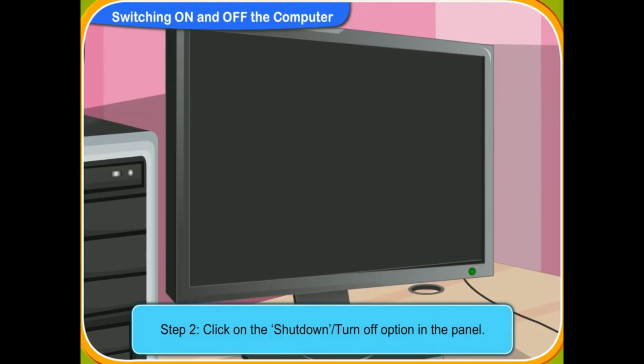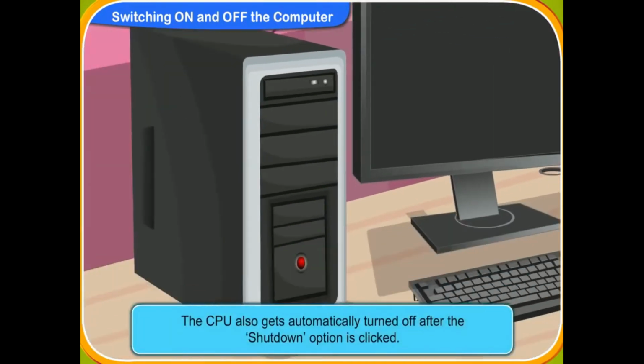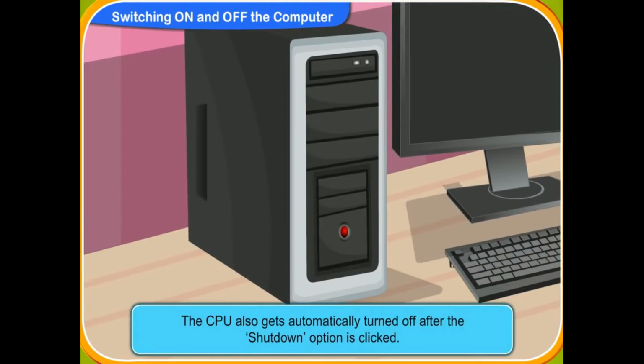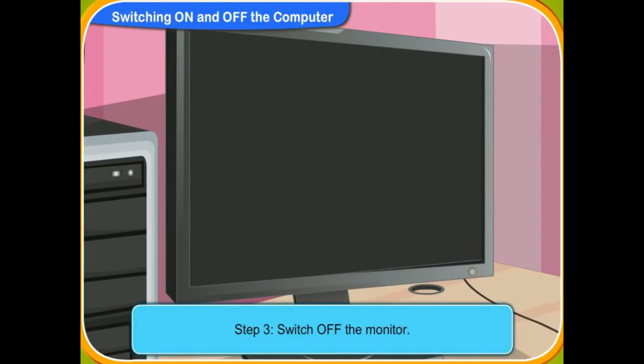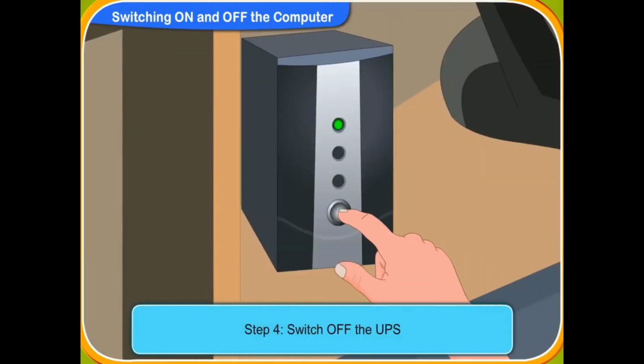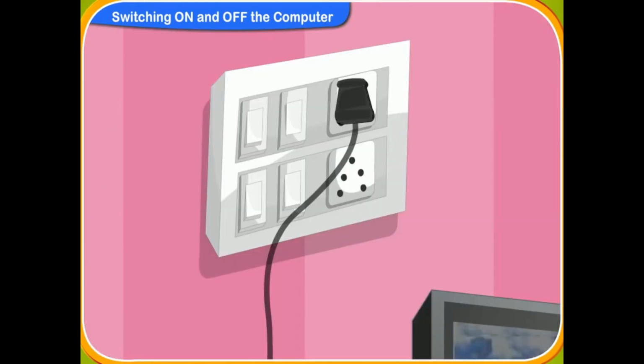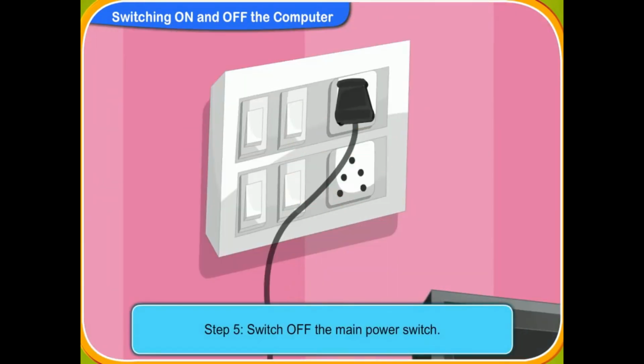Look, the screen has now turned black. It means the computer is now turned off. The CPU also gets automatically turned off, so we are not required to turn off the CPU. Now, switch off the monitor and after that switch off the UPS. And switch off the main power socket switch.